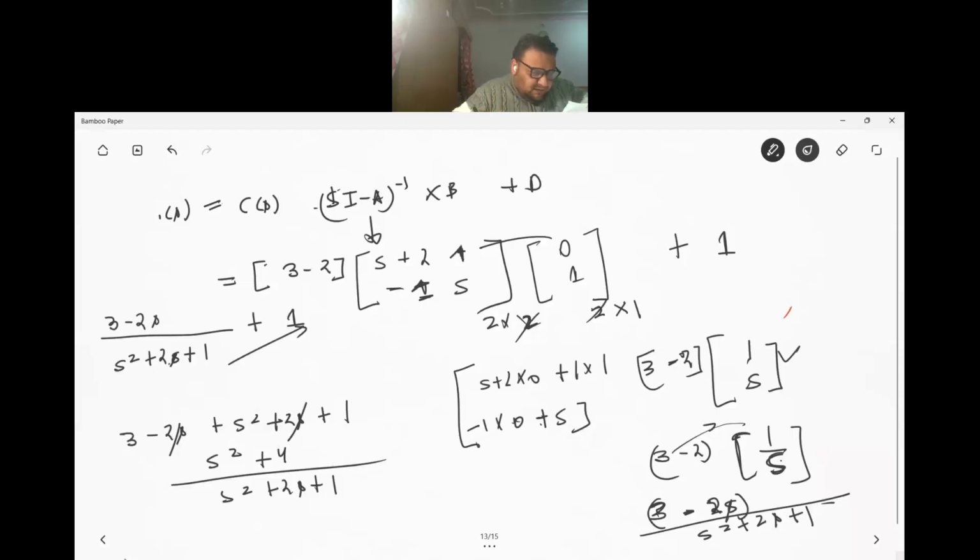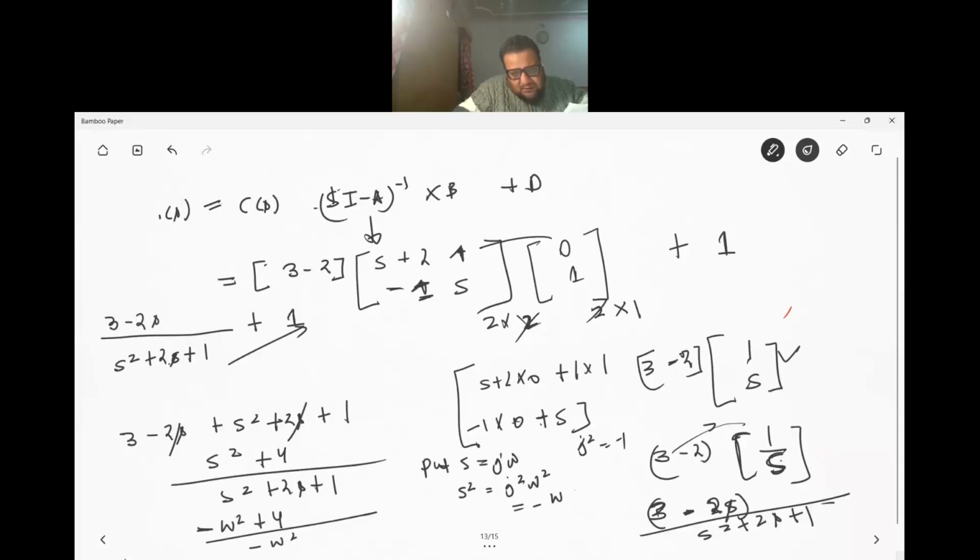The simple way: put s equal to jω. So s² would be equal to j²ω², and what is the value of j²? -1, so s² would be equal to -ω². So here it will become -ω² +4. Down also it becomes -ω² +2s, where you put s as jω plus 1. Equate it to 0, right? You need the value of omega.